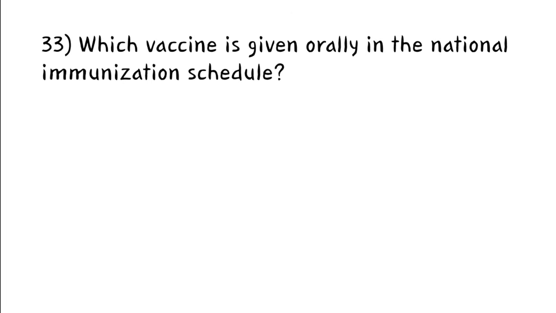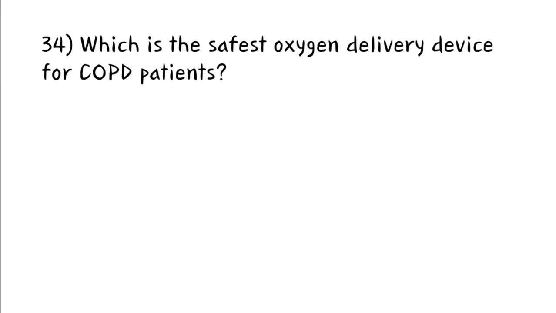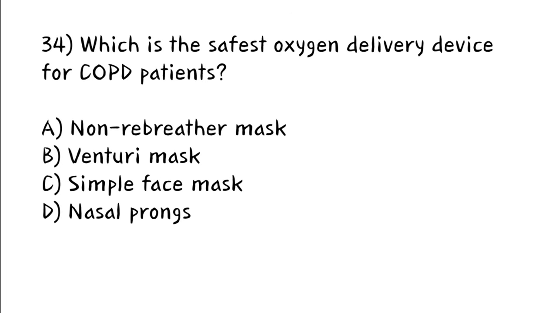Which vaccine is given orally in the National Immunization Schedule? BCG, DPT, polio, measles. Correct answer is option C, polio. Which is the safest oxygen delivery device for COPD patients? Non-rebreather mask, Venturi mask, simple face mask, nasal prongs. Correct answer is option B, Venturi mask.